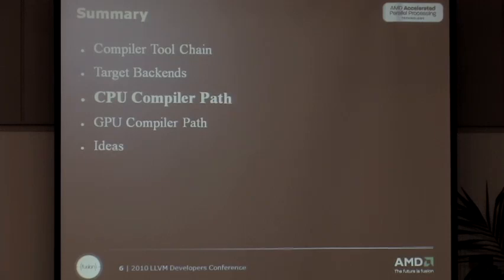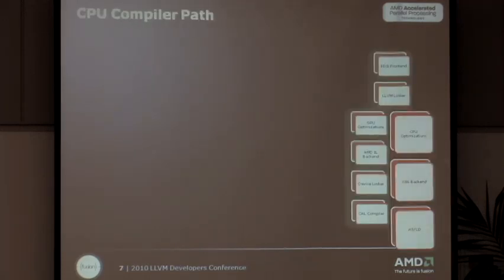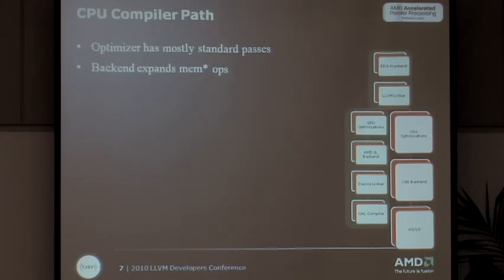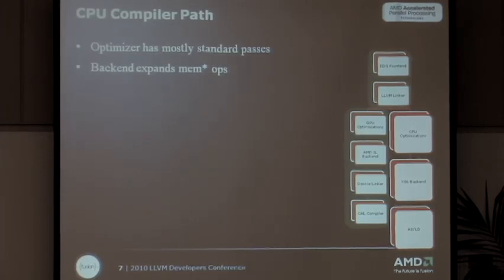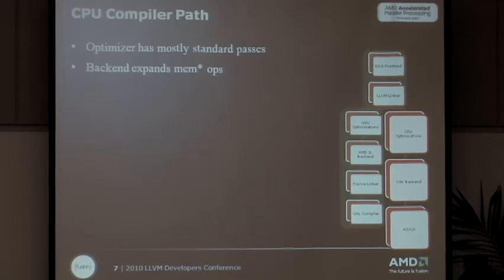So let's start off with the CPU compiler path. The CPU compiler path mainly has the standard optimization passes. However, we do have to make some changes to the backend to deal with just quirks of OpenCL or just conformance issues. One of them is we expand all the memops. I don't know all the exact details, but we do expand these into a sequence of loads and stores. It might be because of OpenCL's requirements of large vector types and alignments.